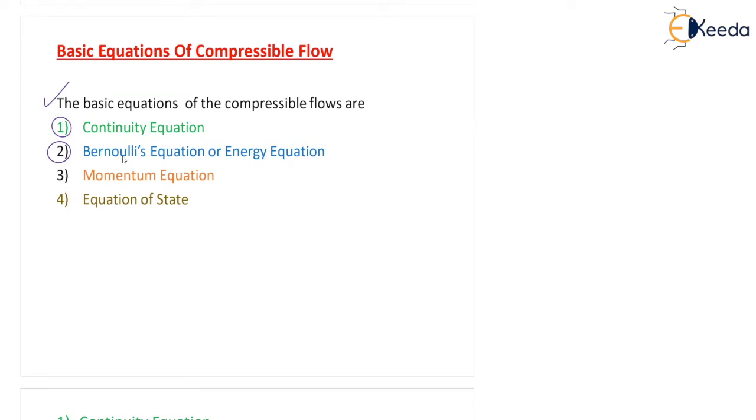Then the second one is Bernoulli's equation, also known as the energy equation. The moment you talk about the continuity equation, this is your mass conservation equation. And Bernoulli's equation, also known as the energy equation, is your energy conservation equation. Bernoulli's equation we have also seen in the form of energy per unit mass and energy per unit weight.